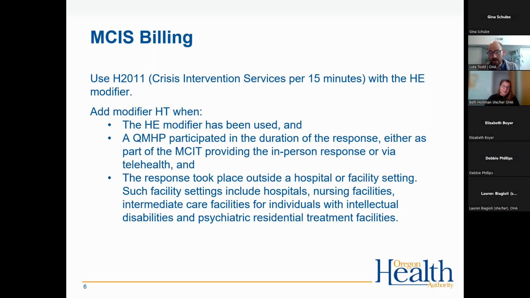So you would not have a 3-person team, like a QMHA and a peer, billing H2011 HE and then the QMHP billing separately, because the QMHP is rendering MCIS, and MCIS can only be billed with H2011 HE, and it's only billed once per team or once per service rendered, as opposed to billing on an individual basis.